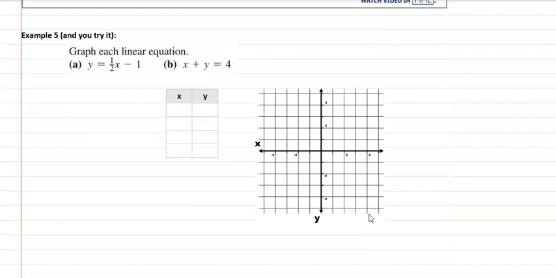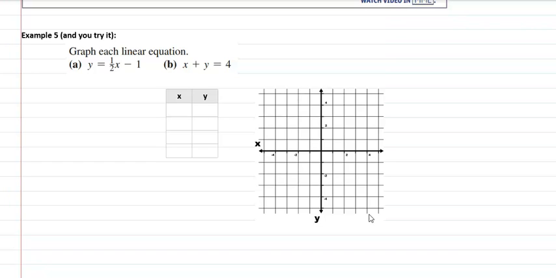Okay, so now we're going to try it. So I want to show you how to graph this first one, and I'm going to do the harder one, although the second one is going to need to be rearranged. But this first one has a fraction, and I want to give you a couple of hints on that.